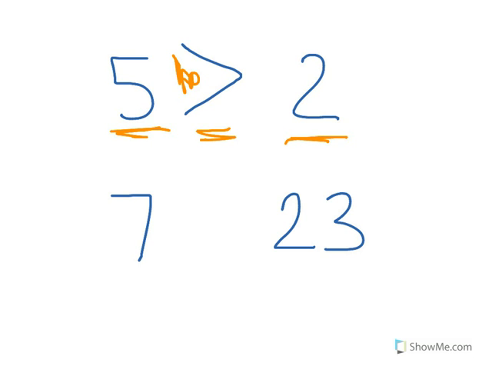Let's look at the one at the bottom. In this one, you've got 7 and 23. Well, 7 is less than 23. So I need the crocodile mouth to be pointing towards the bigger number. So this reads 7 is less than 23. Right, let's put some questions up and you practice some.